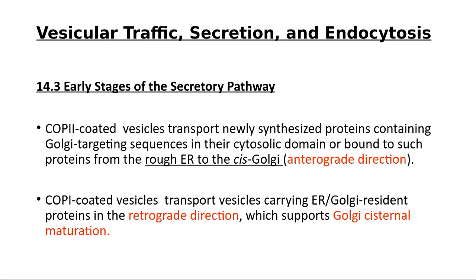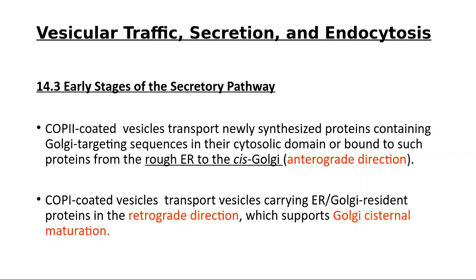Okay. So anterograde transport, we all know by now, is the transport of proteins through COP2 coated vesicles from the ER to the cis Golgi, and retrograde is through the COP1 coated vesicles. The vesicles come back to the previous compartment, which supports the Golgi cisternal maturation, obviously. Also, if some missorted or misfolded proteins reach the cis Golgi by mistake, they are taken back to the ER through these COP1 coated vesicles as well.